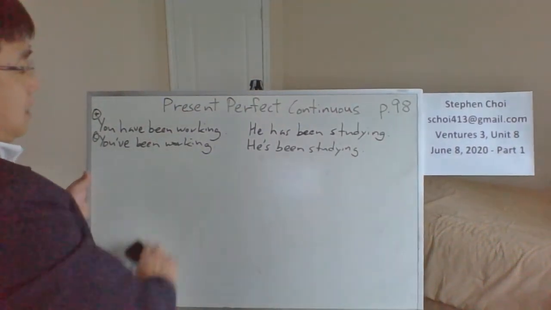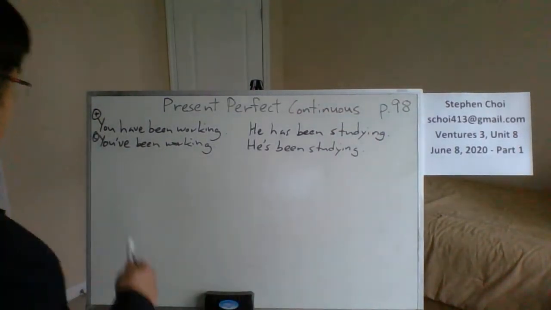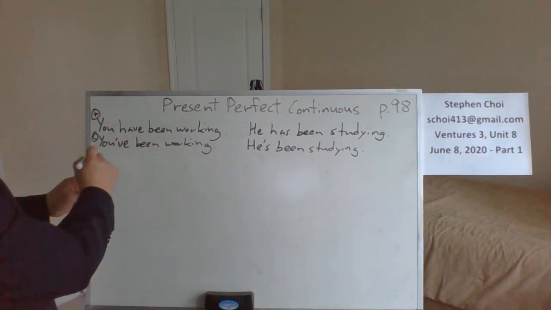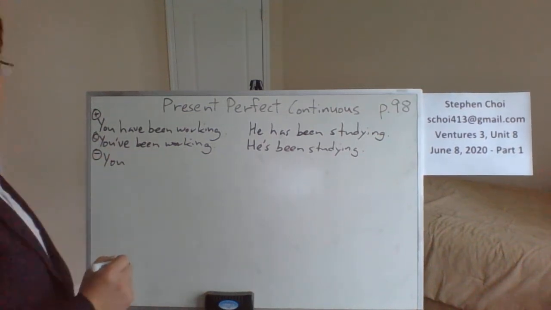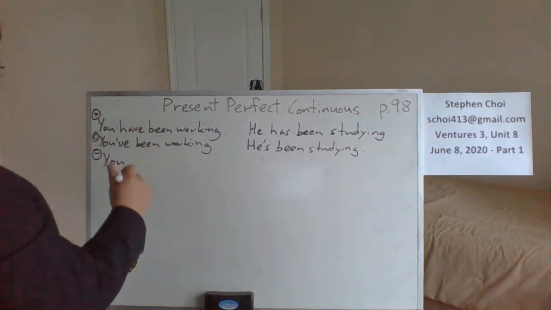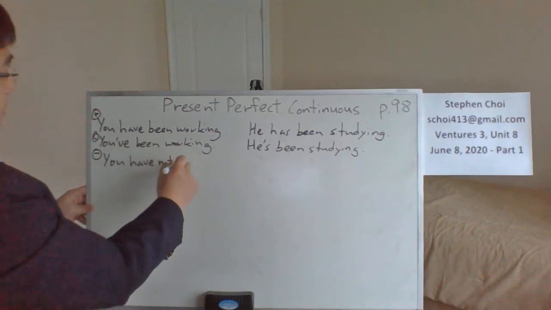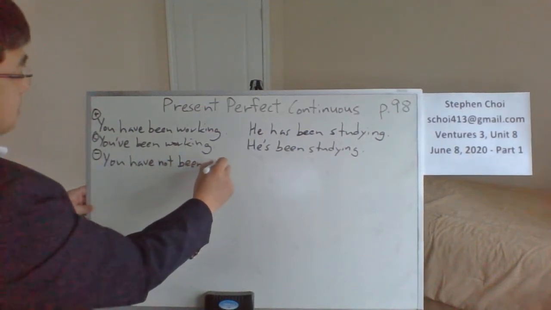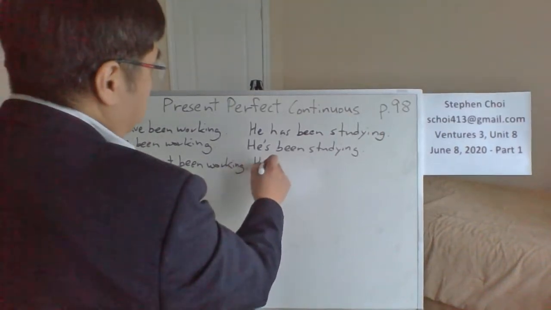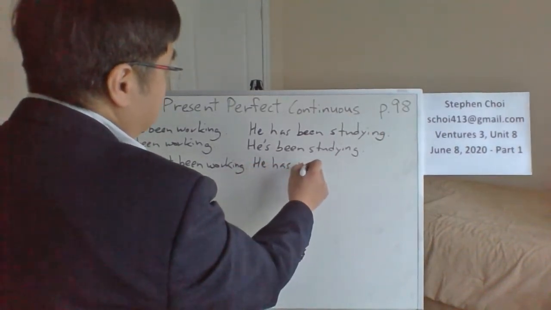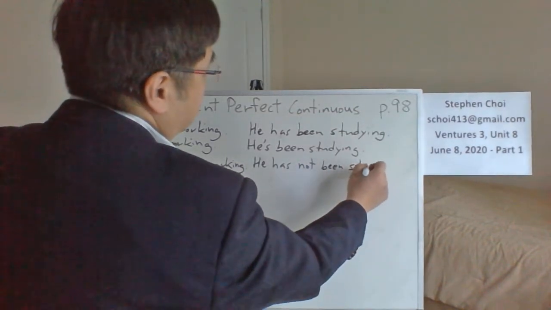All right, so let's see. So how do we make this into a negative sentence? Negative, okay? So make it negative. How do you make it negative? You say, where do you put the not? Okay, right there, between have and been, right? You have not been working. And then this one is, he has not been studying.